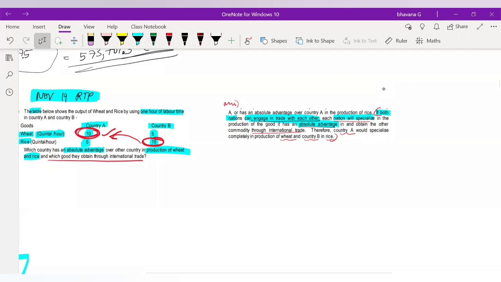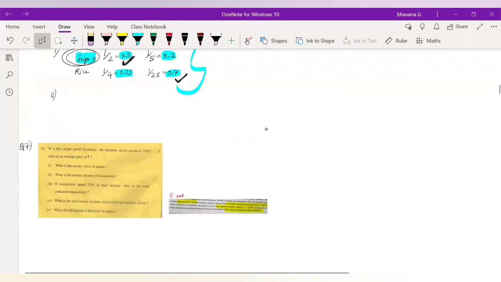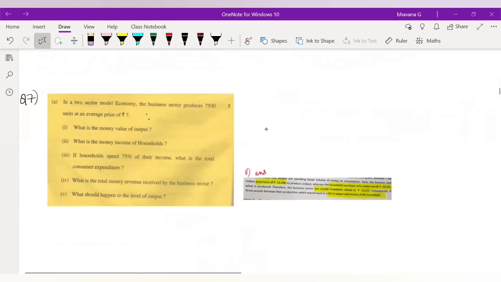So country A will specialize in wheat, country B will specialize in rice. Okay, and they can obtain the other commodity. That means country A can obtain the rice from country B and country B can obtain wheat from country A through international trade. So this is what they are trying to tell you in question number 6 here. Okay. So that was the same as question number 5. Now we'll move on to question number 7.